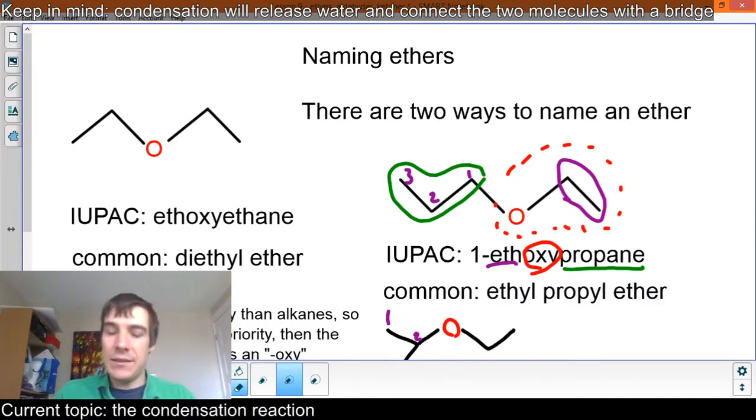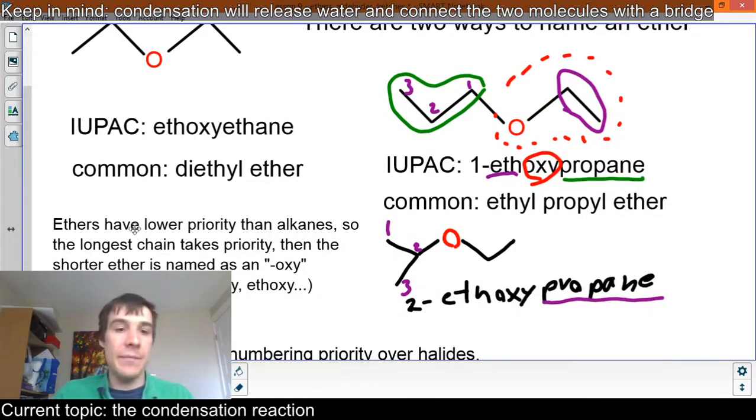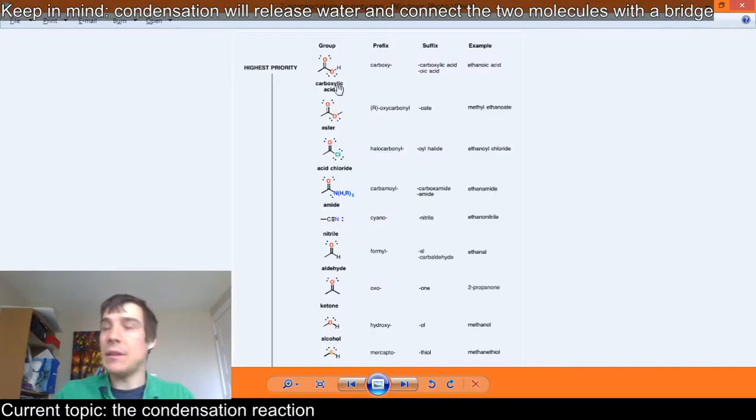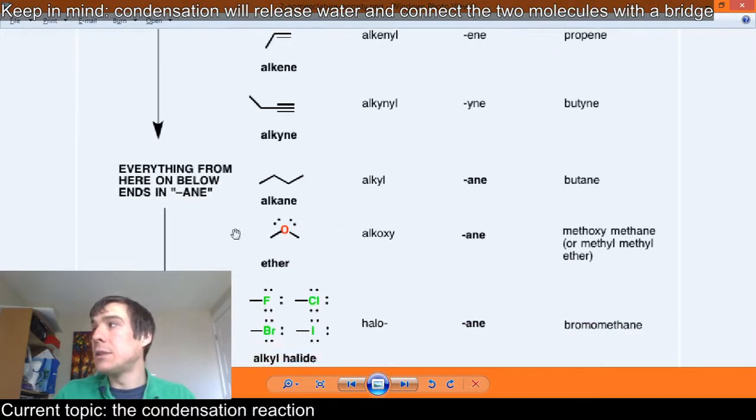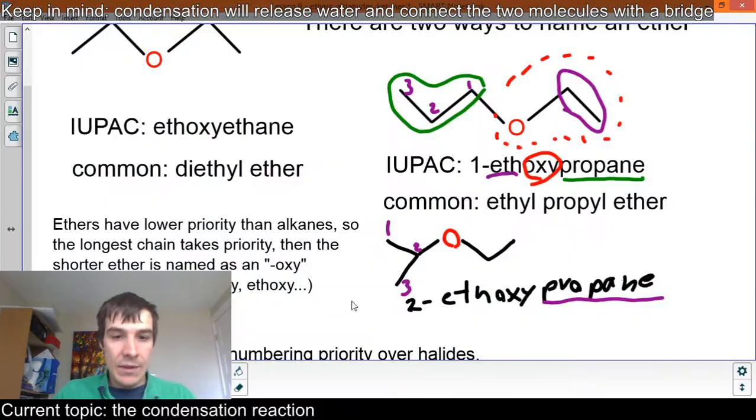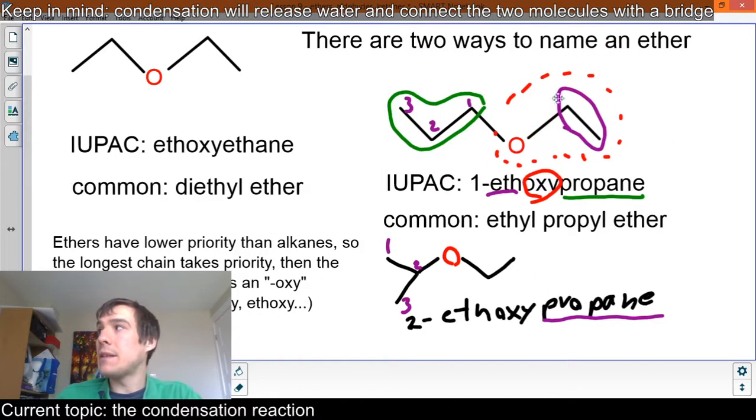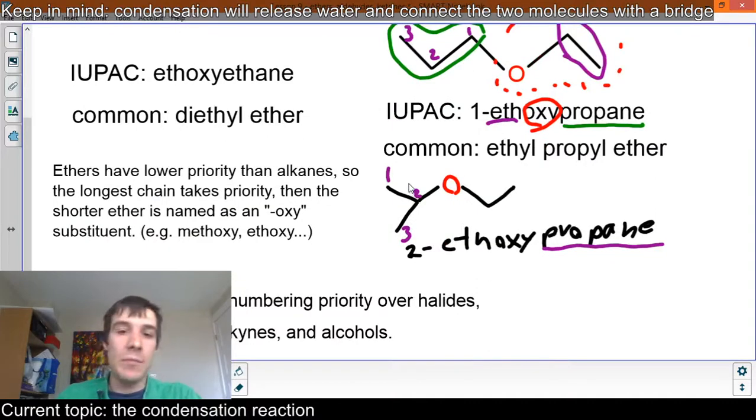But in IUPAC, this is an interesting one because ethers are actually lower priority than alkanes. So if we looked at our priority list here, ethers are down here below alkane, so the naming is kind of interesting. What happens is it becomes a side chain, kind of like a chloro or a bromo, or like a methyl group, but it just becomes an oxy group. So this propane is our main chain, 1, 2, 3, and on number 1, we call this an ether side chain. It becomes 1-ethoxy. Like if this was a chlorine, it would be 1-chloropropane. It just becomes 1-ethoxypropane. If it were on 2, it would be 2-ethoxypropane, right? It's the same side chain, ethoxy, but now it's on 2 of our propane rather than 1.